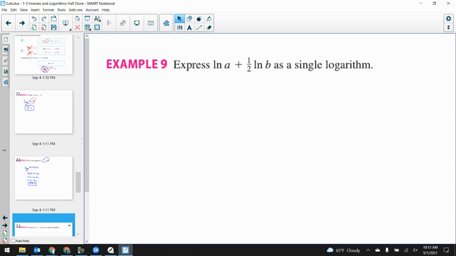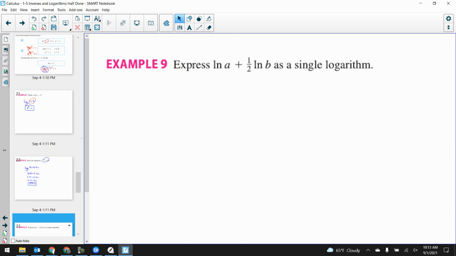Express as a single logarithm. We did this many, many times in algebra 2, way back when. Those were the good old days. Express ln of a plus 1/2 ln b as a single logarithm. I remember doing a lot of these where it was like no calculator, express as a single logarithm, and then simplify, things like that.